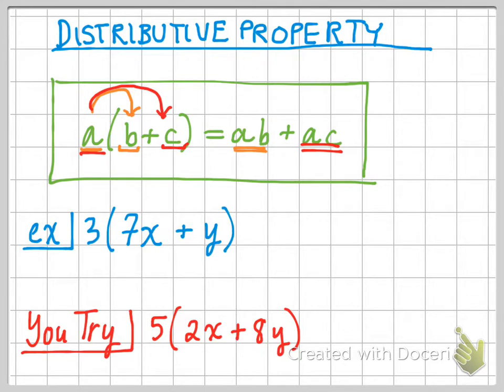So just to look at one quick example, if I have 3 parentheses 7x plus y, I would apply the distributive property by multiplying 3 times 7x, and that would give me 3 times 7 is 21, and then I still have an x. And then I would do the exact same thing with the second term to do 3 times y, and I would get 3y. So my final answer is 21x plus 3y.